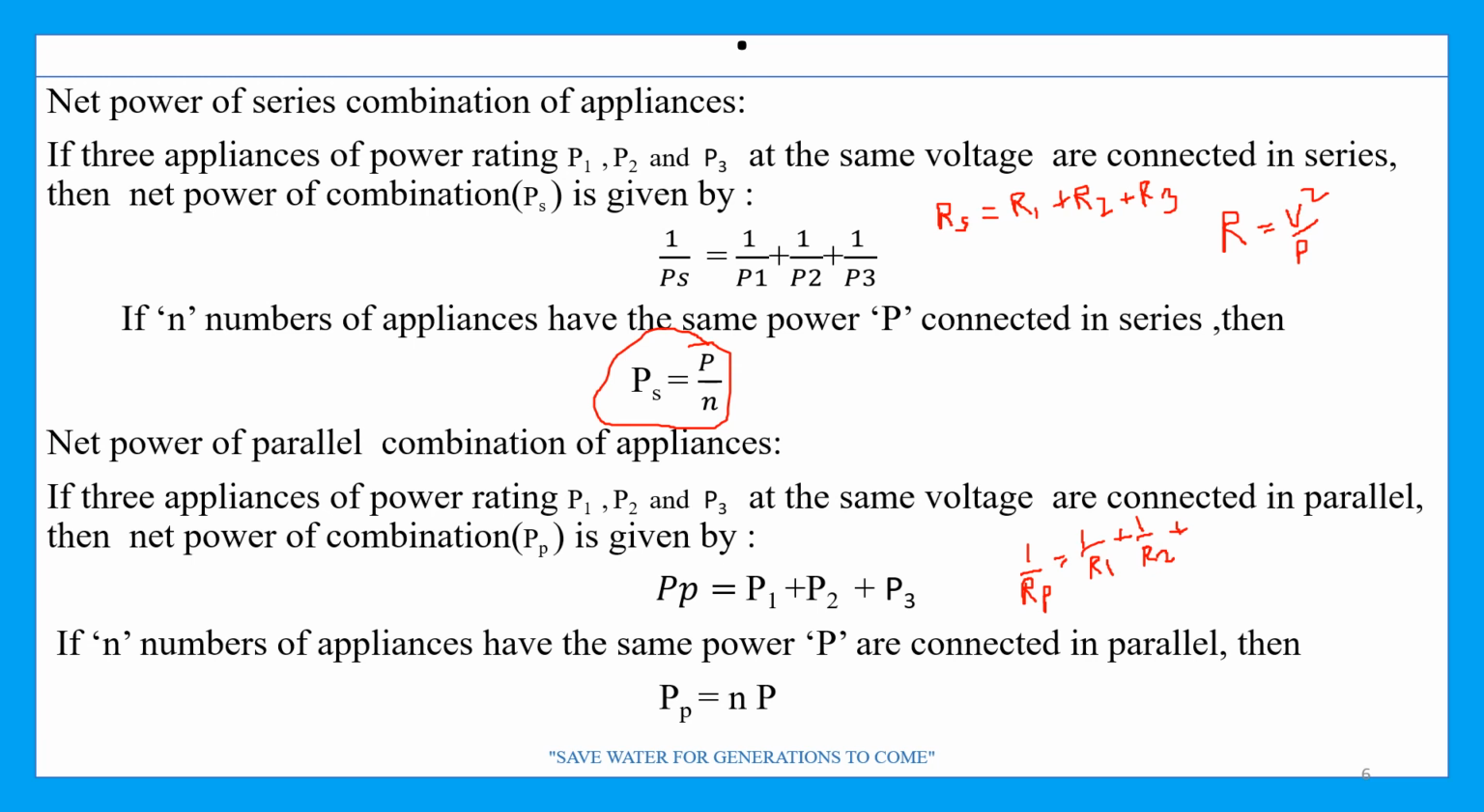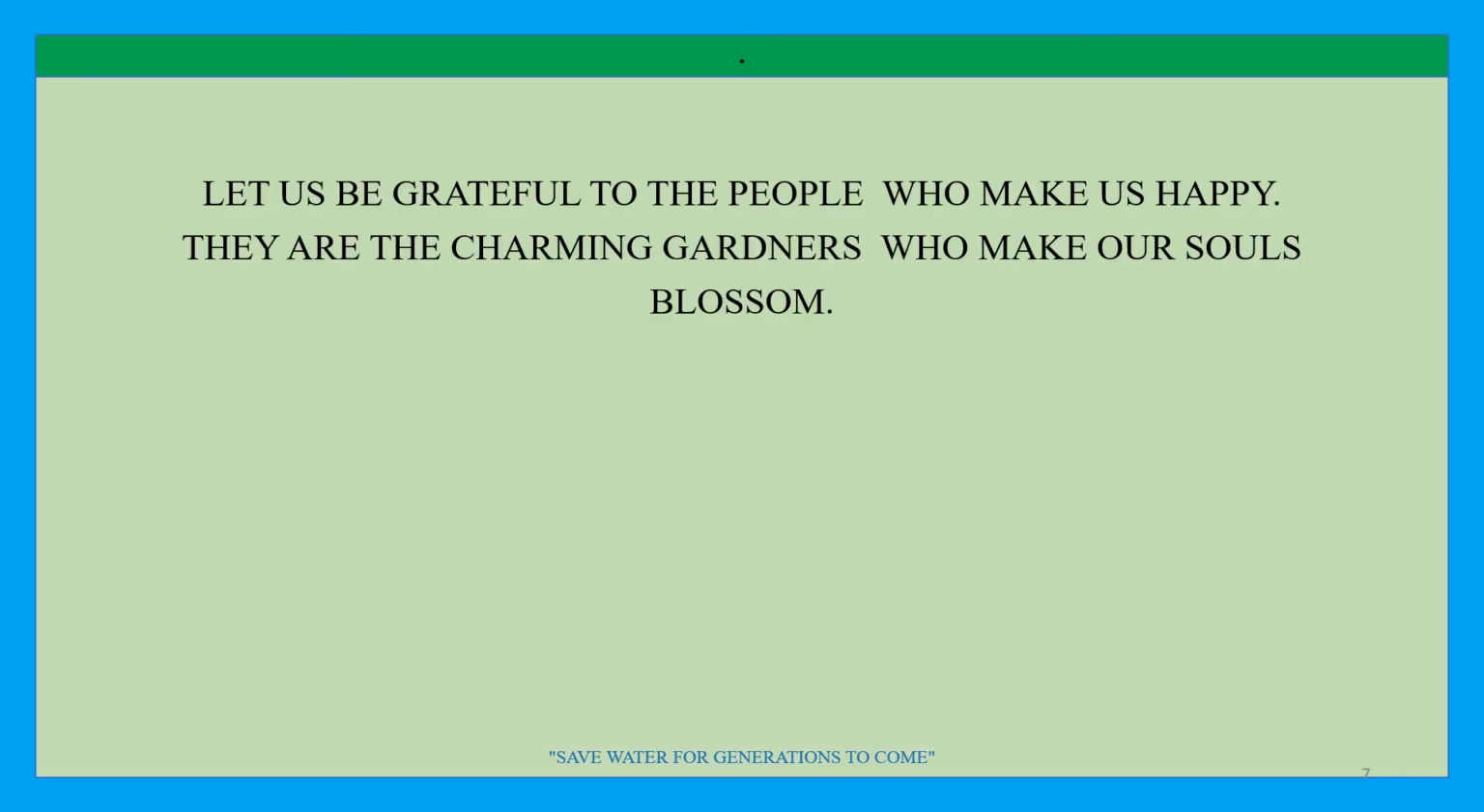So if n number of appliances have the same power P, say 20 appliances and the power of each is 50, then the total power will be 20 into 50. What I am teaching you, you should try to write in the notebook, and you will learn more with more confidence. Now, numericals on electric power and the heating effect of electric current will be discussed in a separate session where only numericals will be done.